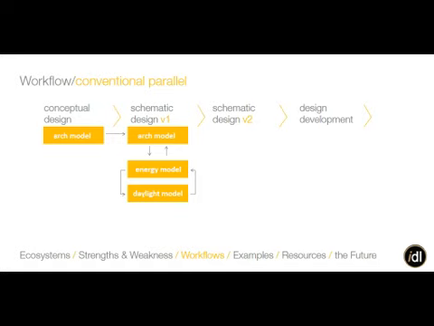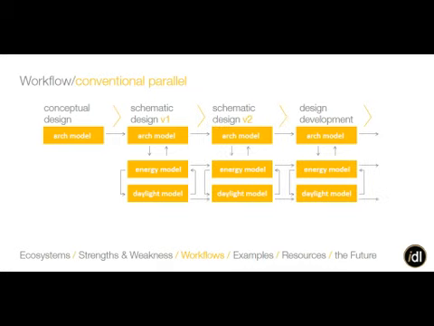If something changes in any one of these, let's say the daylight model determines that the windows need to be moved up 2 feet. That needs to get translated to the energy model, and to the architecture model, and vice versa. So it's a very unwieldy way to move forward with a lot of design iterations, because as you move forward, that loop becomes really prohibitive.